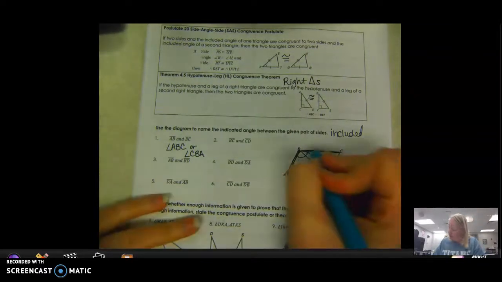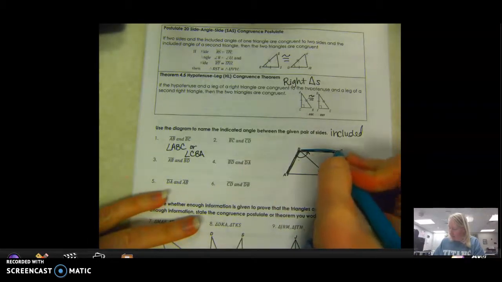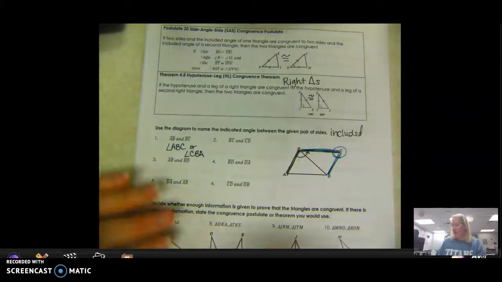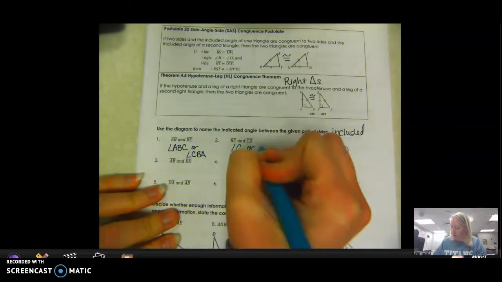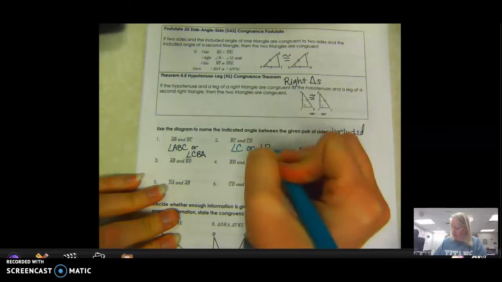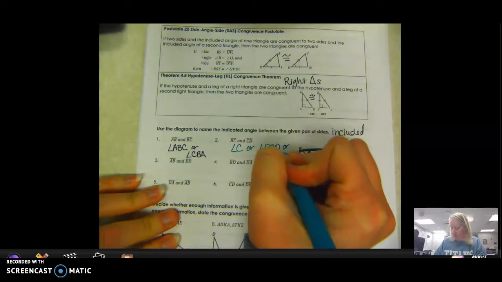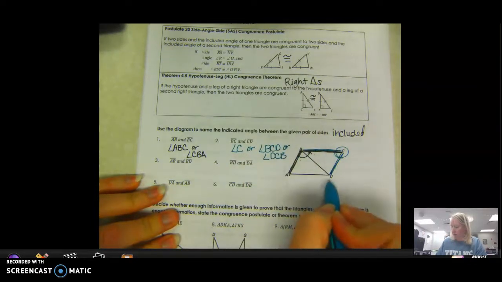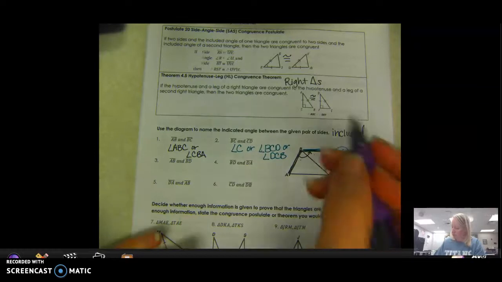Next, side length BC and side length CD, they create this angle right here. That can be named with 1 letter, angle C, or you can name it with 3 letters, which would be B to C to D, or the backwards of that, D to C to B. Remember, I can go this way or I can go this way, same angle. Next one, actually go ahead and pause me. Try to figure out 3 through 6 on your own. Unpause me when you are done.